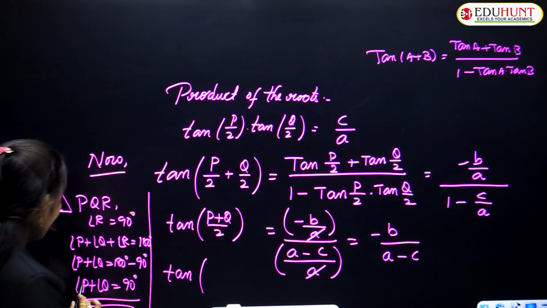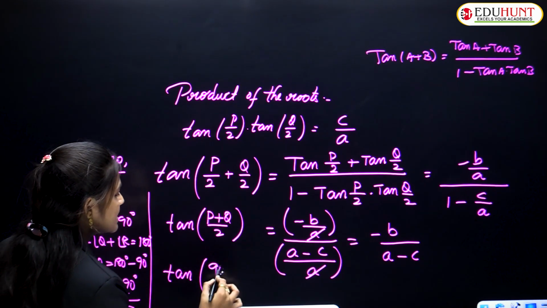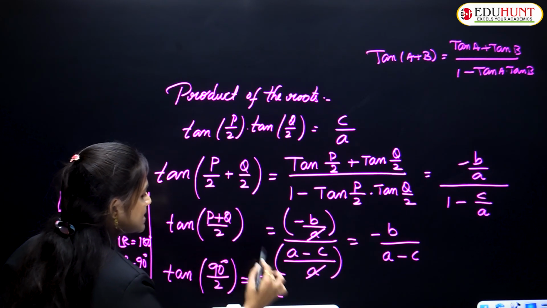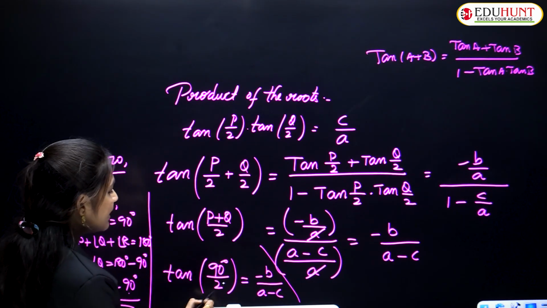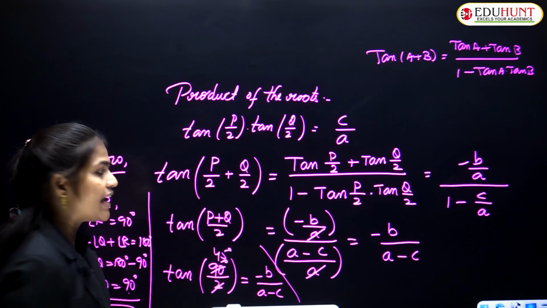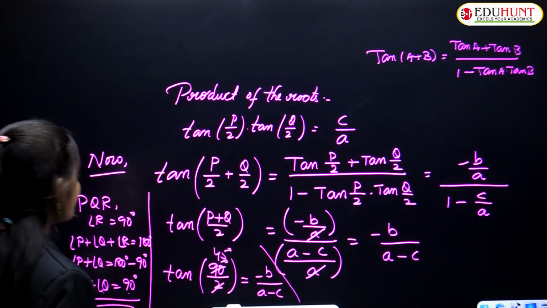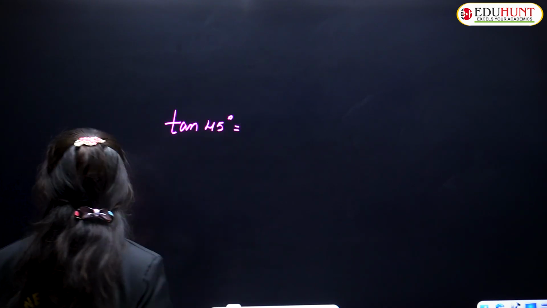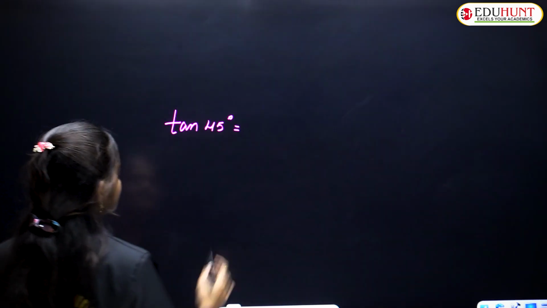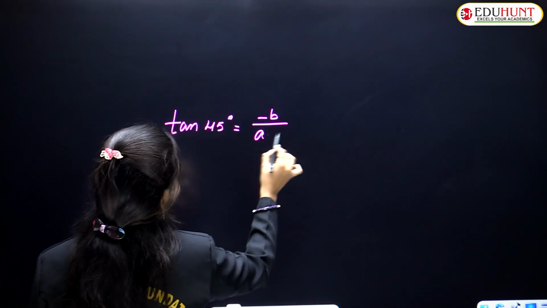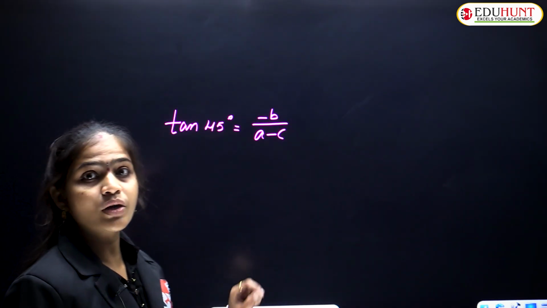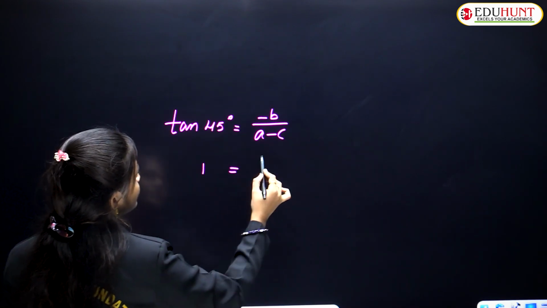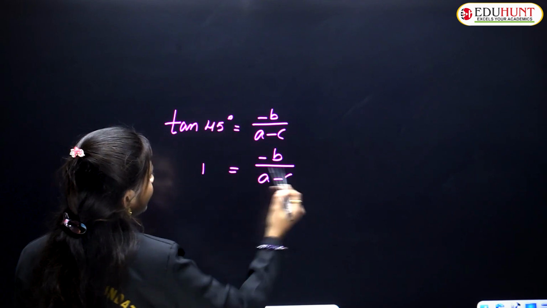Here tan of (angle P plus angle Q) by 2, where angle P plus angle Q is 90 degrees, so 90 by 2, which is equal to minus B by A minus C. Clear? Here 90 by 2 is nothing but tan 45 degrees. So tan 45 degrees is equal to what we got here, minus B by A minus C. And children, we know the value of tan 45 is equal to 1, which is equal to minus B by A minus C.